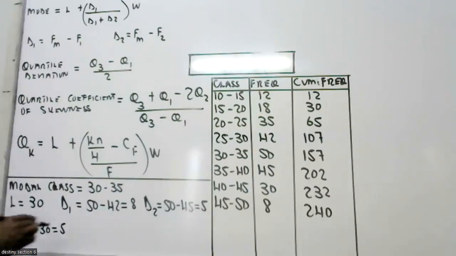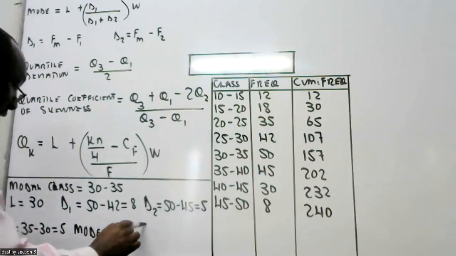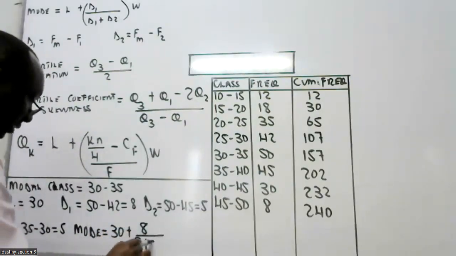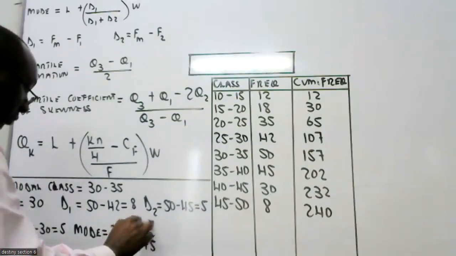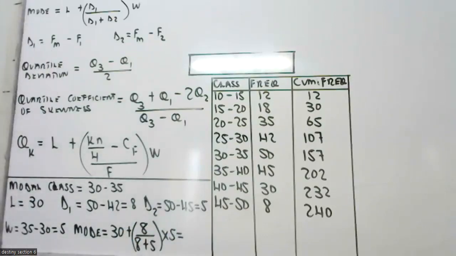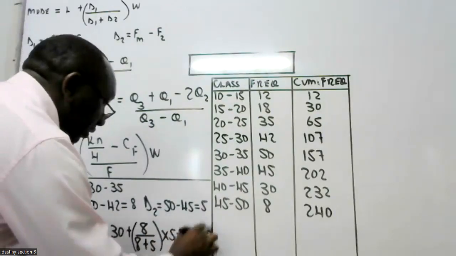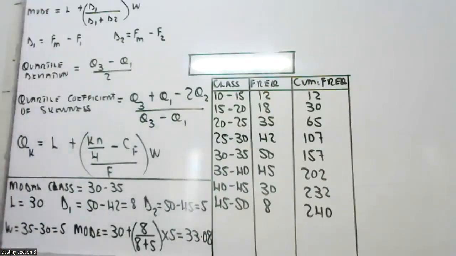That is our W. So with that, I am able to say that the mode should be the lower limit, which is 30, plus D1, which is 8, divided by 8 plus 5, and you multiply by 5. That is how we shall get the mode. So this is 8 divided by 13 times 5 plus 30. So this gives me 3.08.